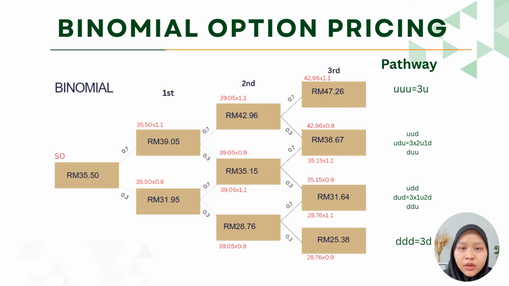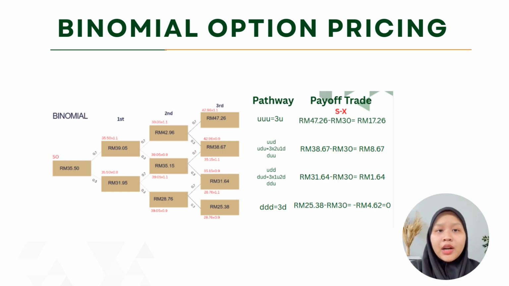Now, let's look at the right side of the slide under the pathway. This is the secret sauce of the binomial model. In this scenario, we are looking at a call option. A call option gives the holder the right to buy a stock at a fixed price, known as the strike price, X. In our case study, the strike price is 30 ringgit and the formula for the payoff at the end of the period is payoff equals the maximum of S minus X.